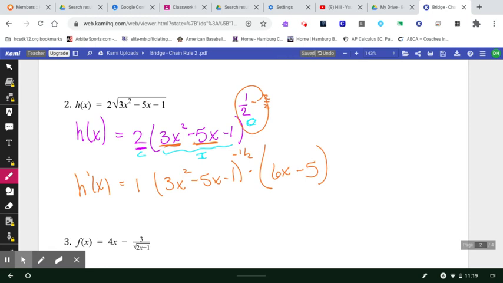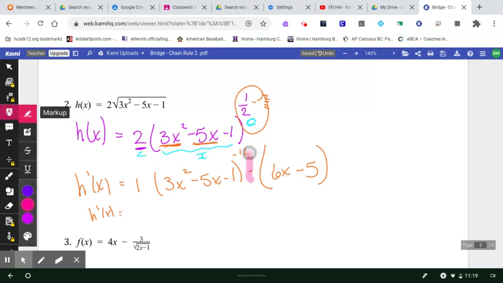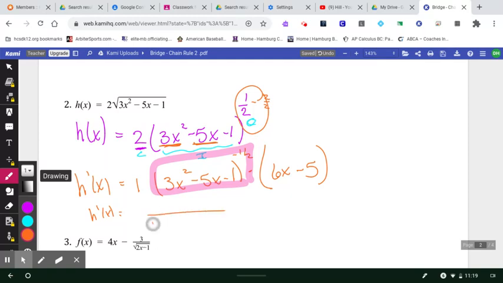And lastly, I'm just going to clean that up. And so I'm going to say h prime of x equals, this one again has that negative exponent, so it's going to the denominator as the square root of 3x squared minus 5x minus 1. And the rest of this can stay right on top. And we're good there. We don't need to rationalize these answers. They probably won't ever happen that way on a cleanup here.